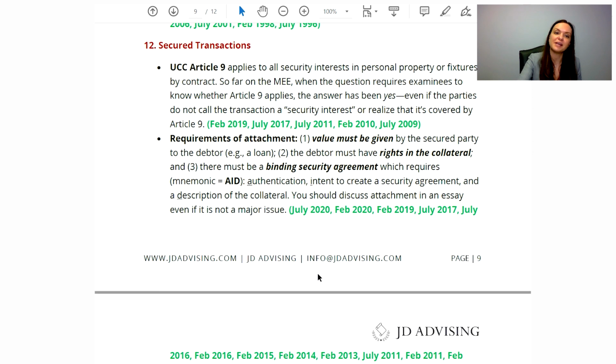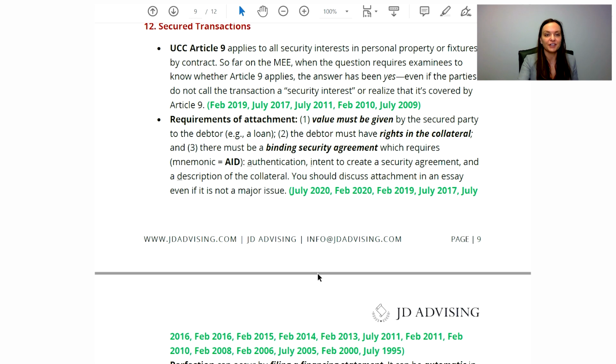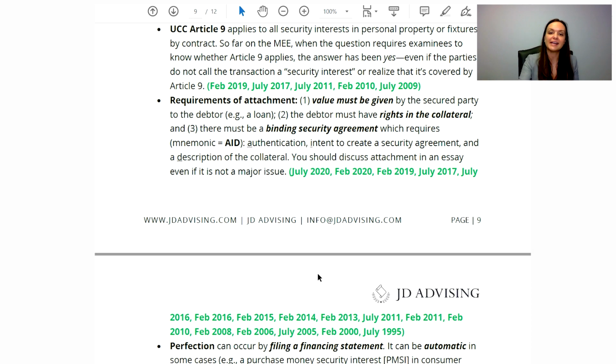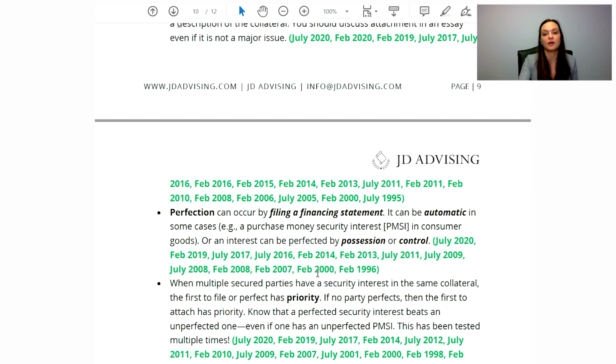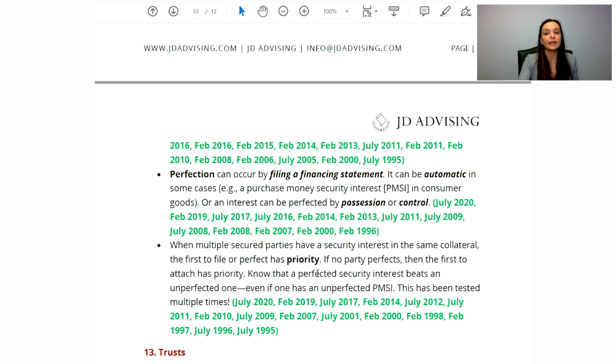Turning to our next subject, everyone's favorite, secured transactions, or Article 9 of the Uniform Commercial Code. So the highly tested issues here are whether or not Article 9 applies, or in other words, what it applies to. They like to test the requirements of attachment, look at all those green dates, as well as perfection and priority. So again, look at all of those green dates. Many of these topics are tested together in one question.